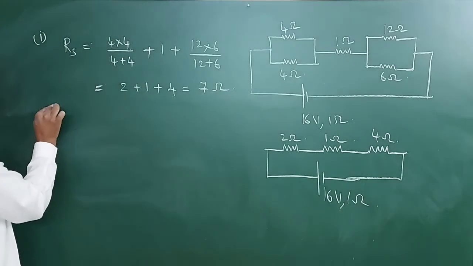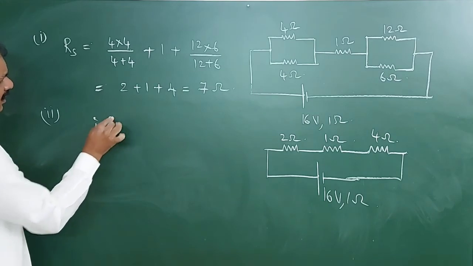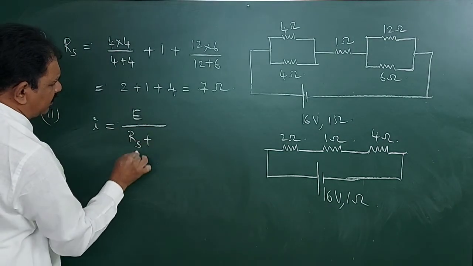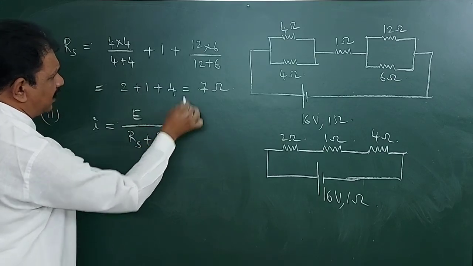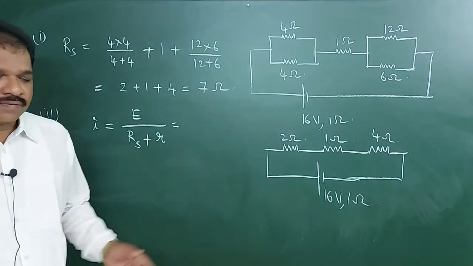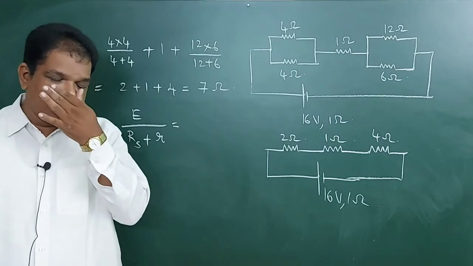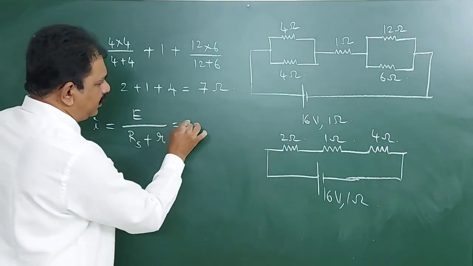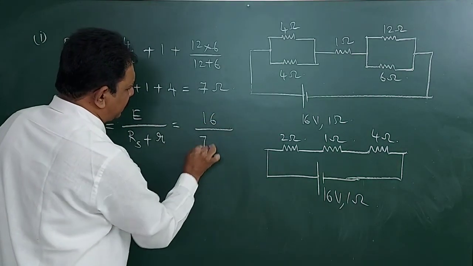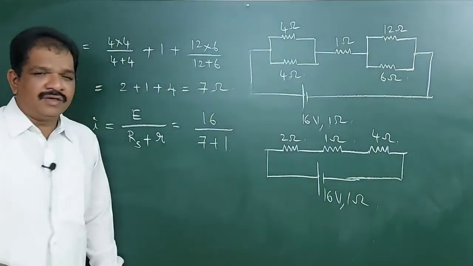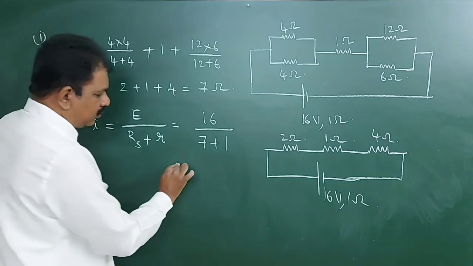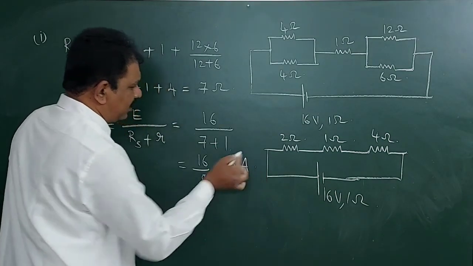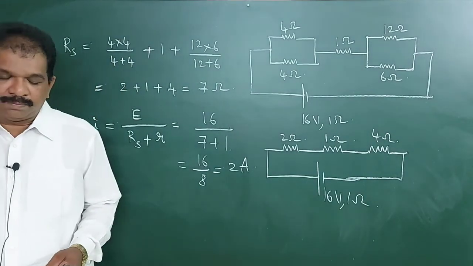Another thing they are asking: what is the current? E by Rs plus r. All are in series, that's why we are taking the effective resistance as Rs. So what we will get here? E value will be 16. This is 7, this is 1. So this value will be 16 by 8, which is equal to 2 ampere.